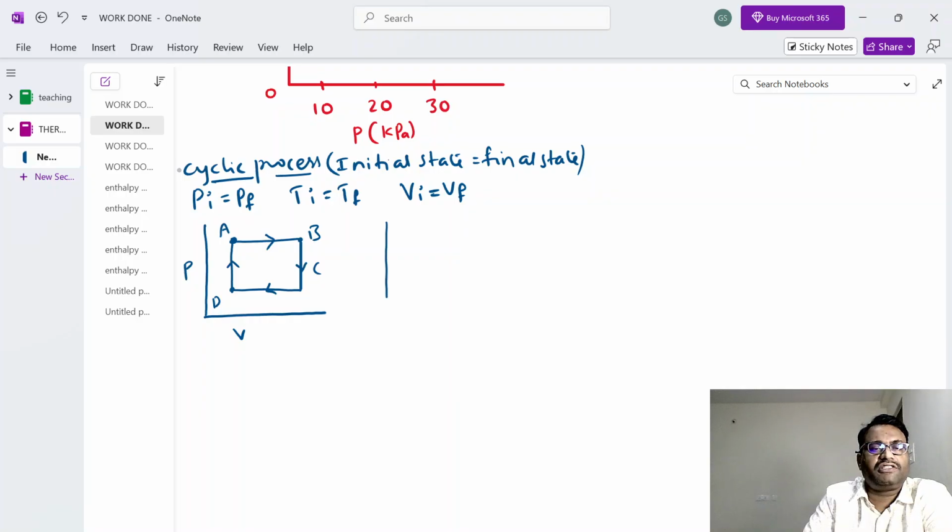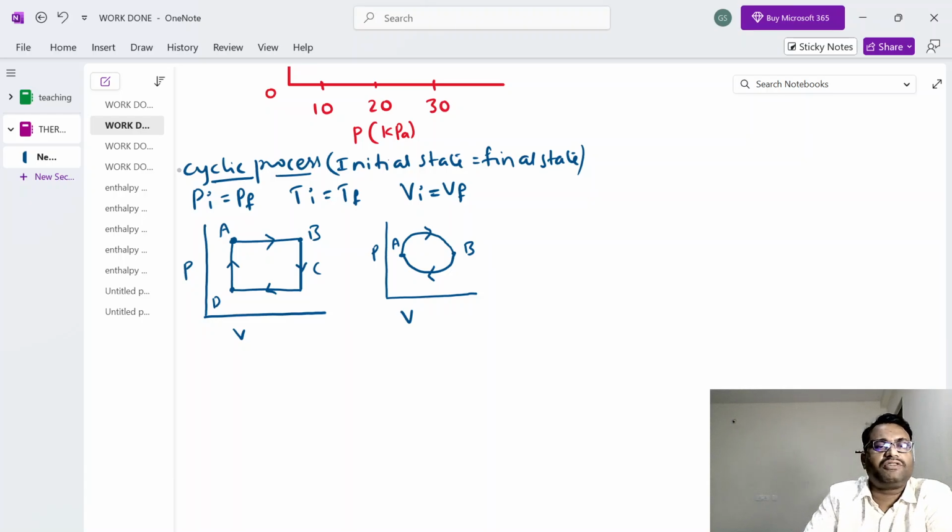Let us draw another graph for a cyclic process, PV. The system has started from state A, moved in this way to state B, and again from B it has moved back to A. A to B, B to A again. Now this is also called a cyclic process.